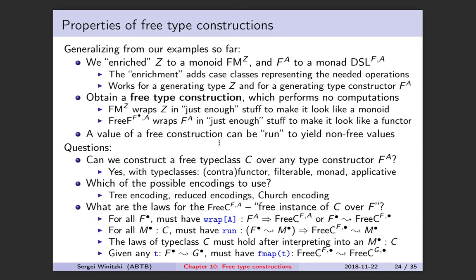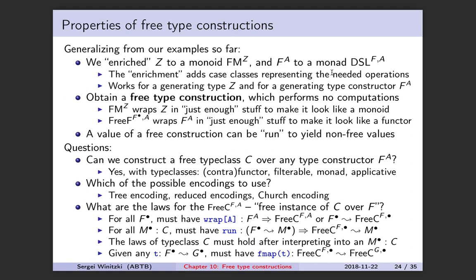So we have generalized from our examples to an arbitrary type class. Let us remind ourselves what we have done. First, we started with some arbitrary type Z, and we enriched it to a monoid, which was a free monoid. We have started with an arbitrary type constructor, and we enriched it to a monad, which is the DSL that was motivated by the interpreter pattern, but this was actually a free monad. So this enrichment was done in the tree encoding by adding case classes that simply represented the operations.